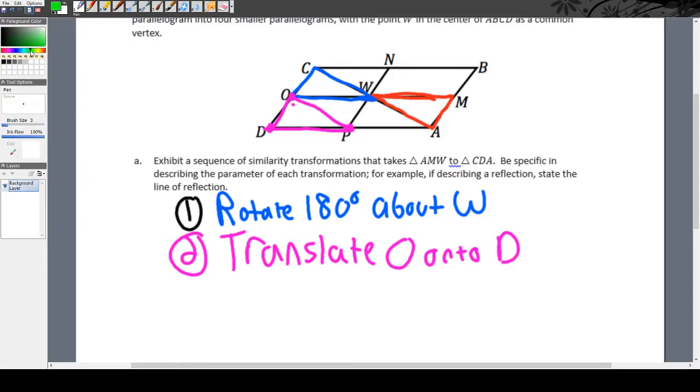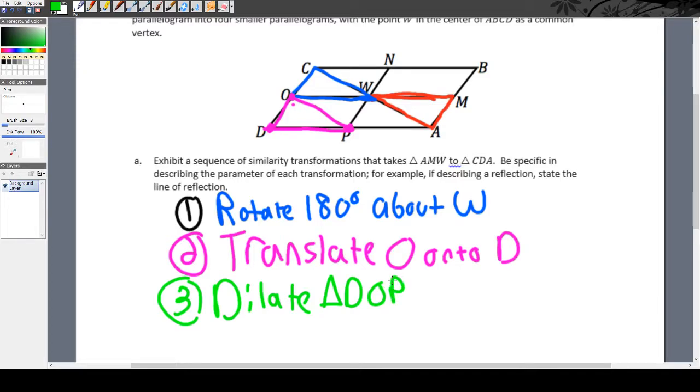Well, how can I get that to work? Next step's going to be in green. Well, do we have any type of transformation that can enlarge a triangle? Well, yeah, definitely. We just learned about that. It's going to be a dilation. We're going to dilate triangle DOP. Now, how much am I going to dilate it by?